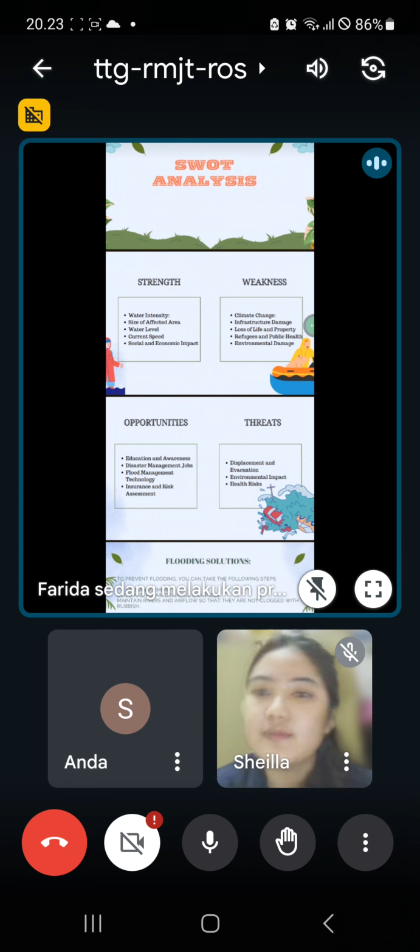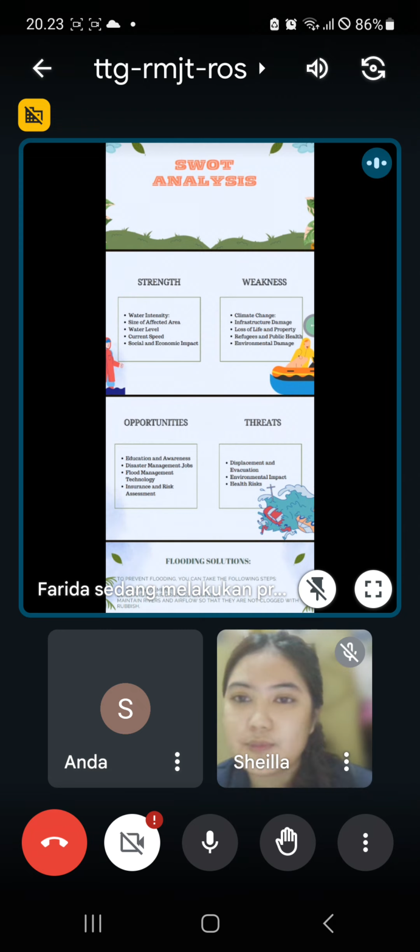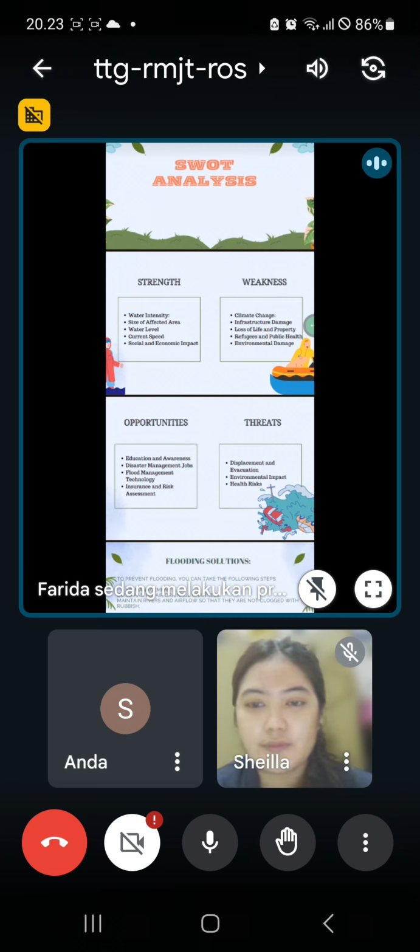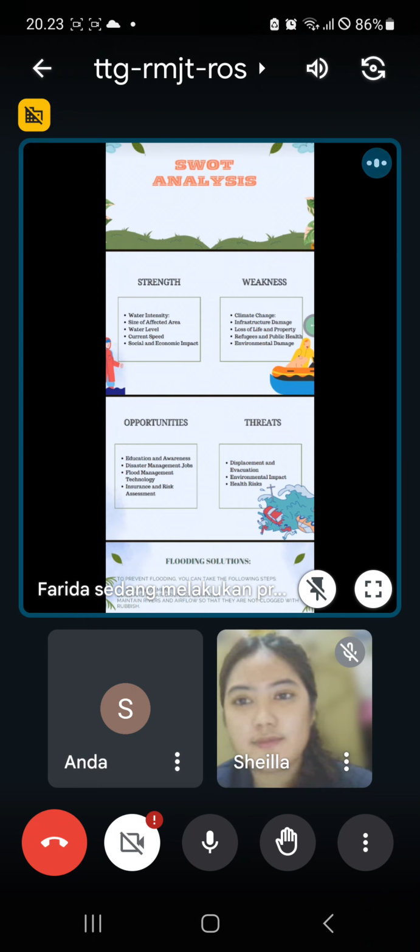Here there are five weaknesses of flooding. First is climate change. Global climate change may increase the intensity of rainfall or worsen the risk of flooding in the future. Anticipating this change is a crucial task. And then the second is infrastructure damage. Flooding can cause serious damage to infrastructure such as bridges, roads, and buildings, which can require significant time and resources to restore.